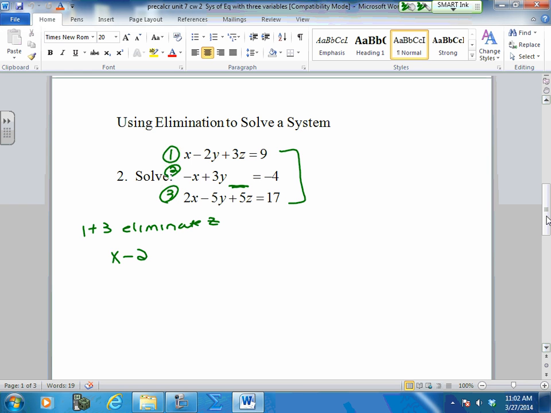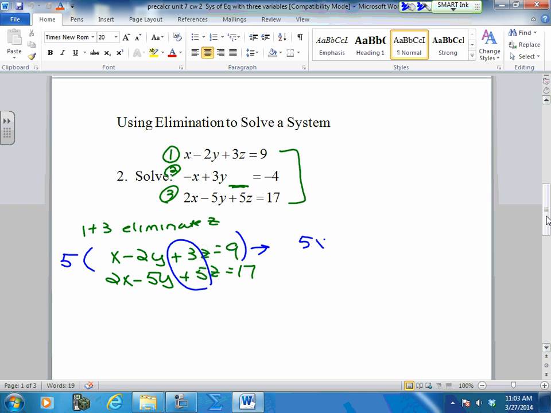So write down like this. And you know how to do these. Now, it may look nicer to eliminate something else, but we got to eliminate the z. So what should I multiply the first equation by? I need these to be the same multiple but opposite signs. 5. So we're going to multiply every term by 5. Every term, including the equal sign.